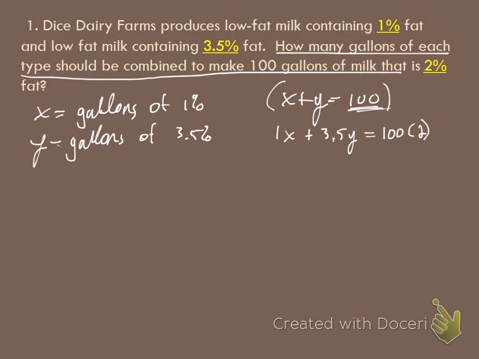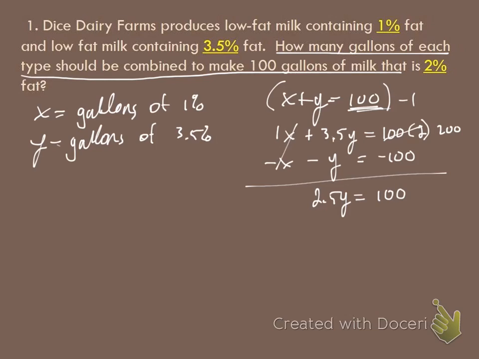I'm going to use elimination by multiplying the first equation by -1. That will make my y's opposites. Okay? So those will add out to 0. I get 2.5y here. Now, I've got to multiply these two together and get 200. That way when I add 200 and -100, I get 100. Right? And so now divide both sides by 2.5, and you get 40. So it tells us that we need to use 40 gallons of the 3.5% milk.